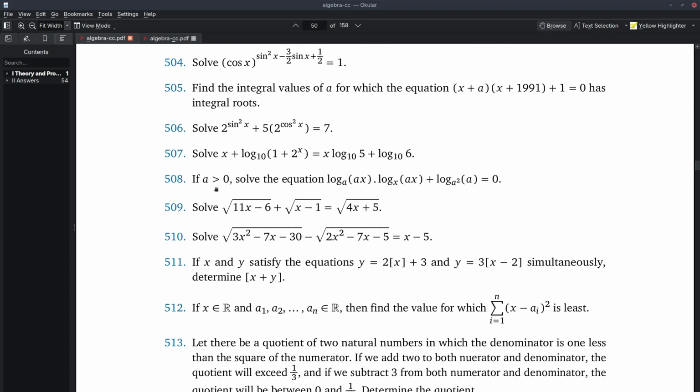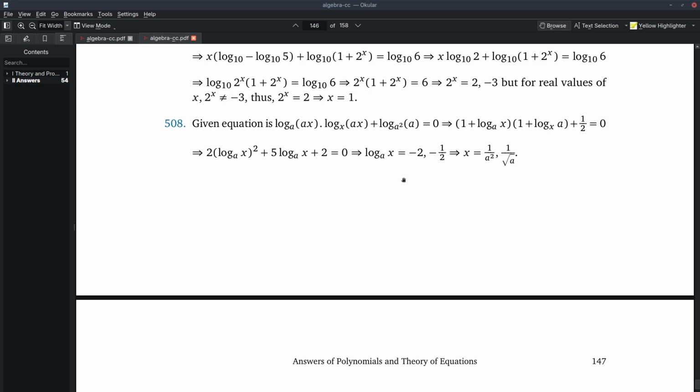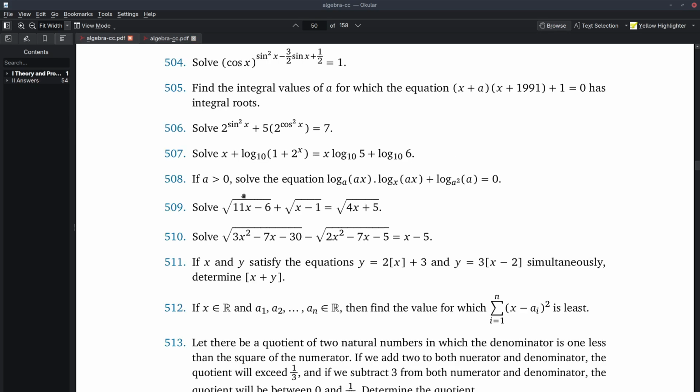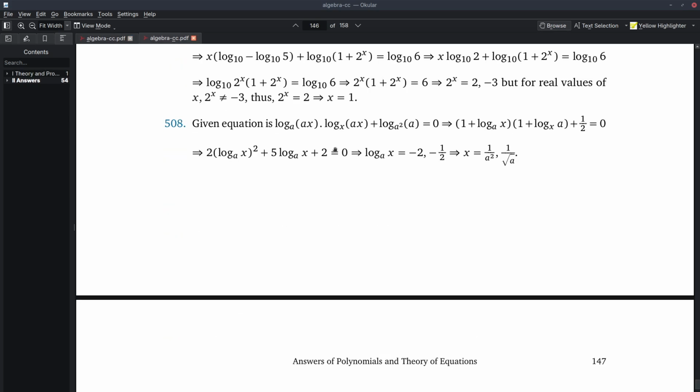Question 508 says that if a greater than 0, solve the equation log of ax with base a into log of ax with base x plus log of a with base a square is equal to 0. So we have to solve this equation. What we do is we split the terms. We get for the first one log of x with base a, and for the second one we get log of a with base x, and the third one becomes half because this a square will give half and base will become a. Log of a with base a is 1, so it is half.